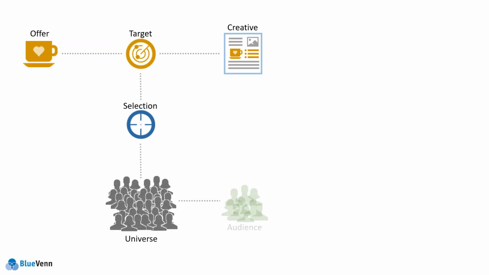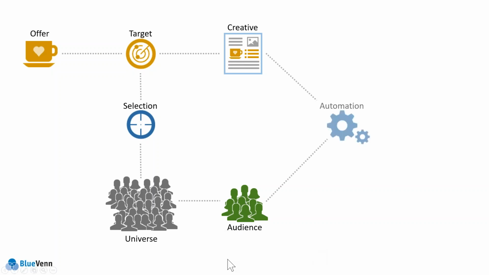Some of you may not even yet be at the point where you can define an audience easily, and you just actually have to mail everybody with exactly the same thing. However you get to this point, we now have our target audience. The next step, of course, is automation.